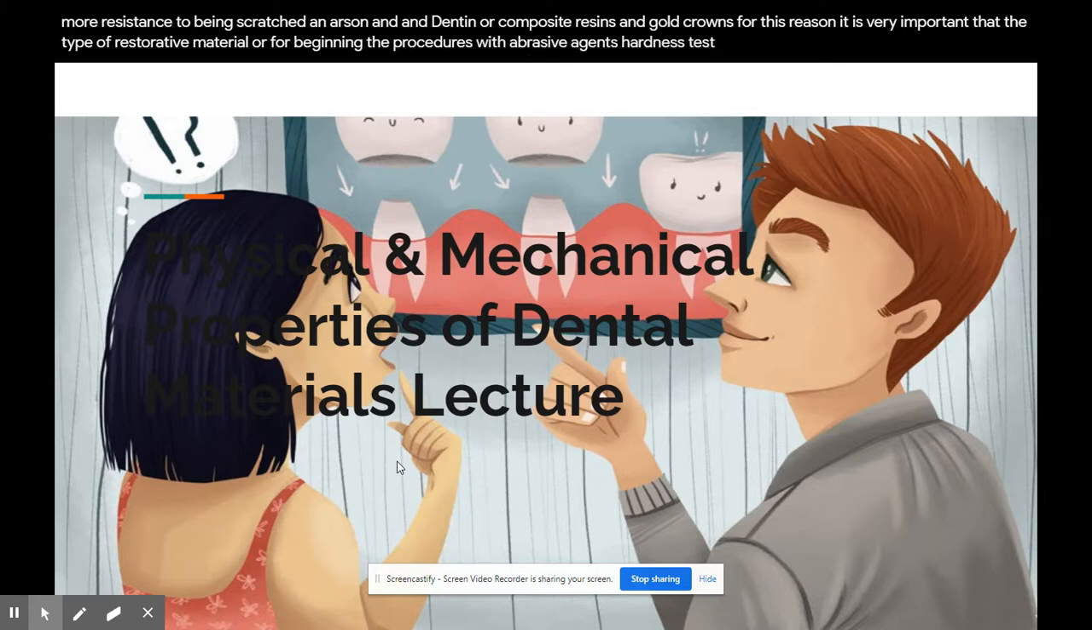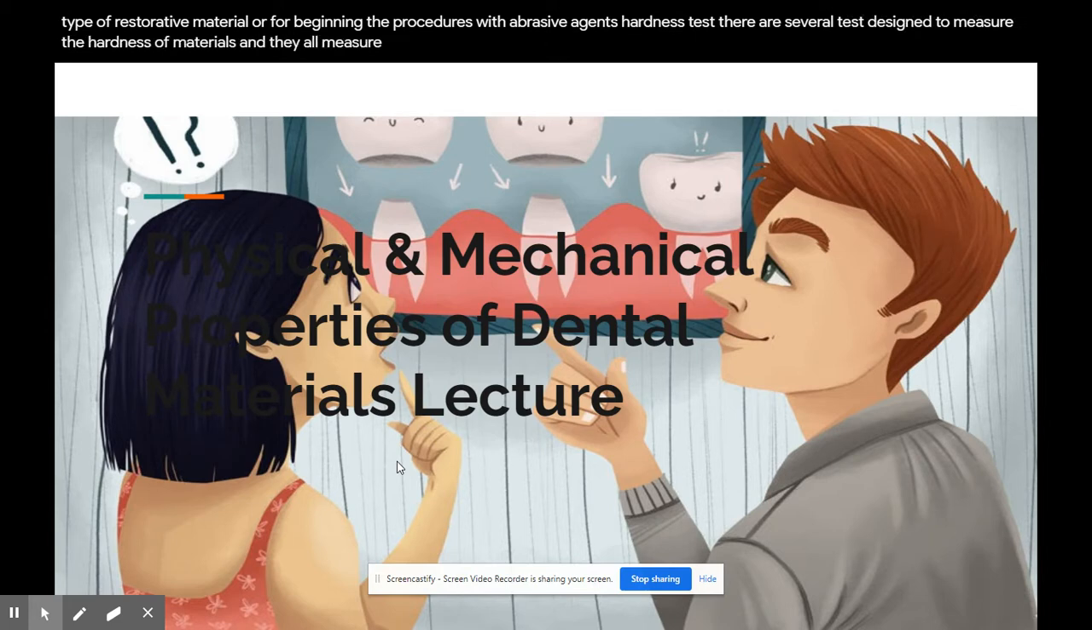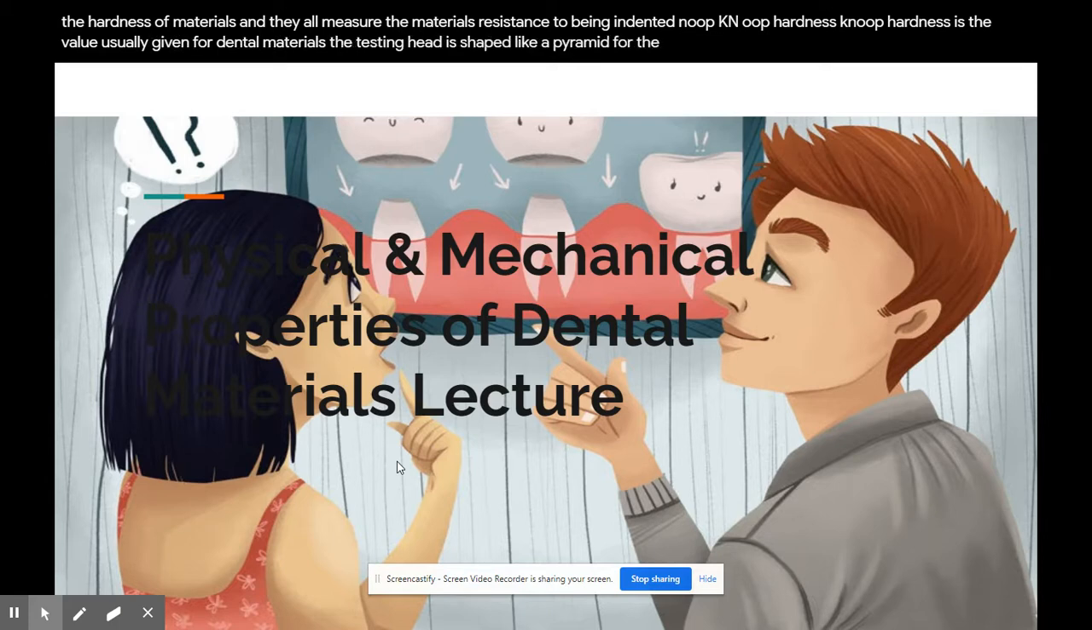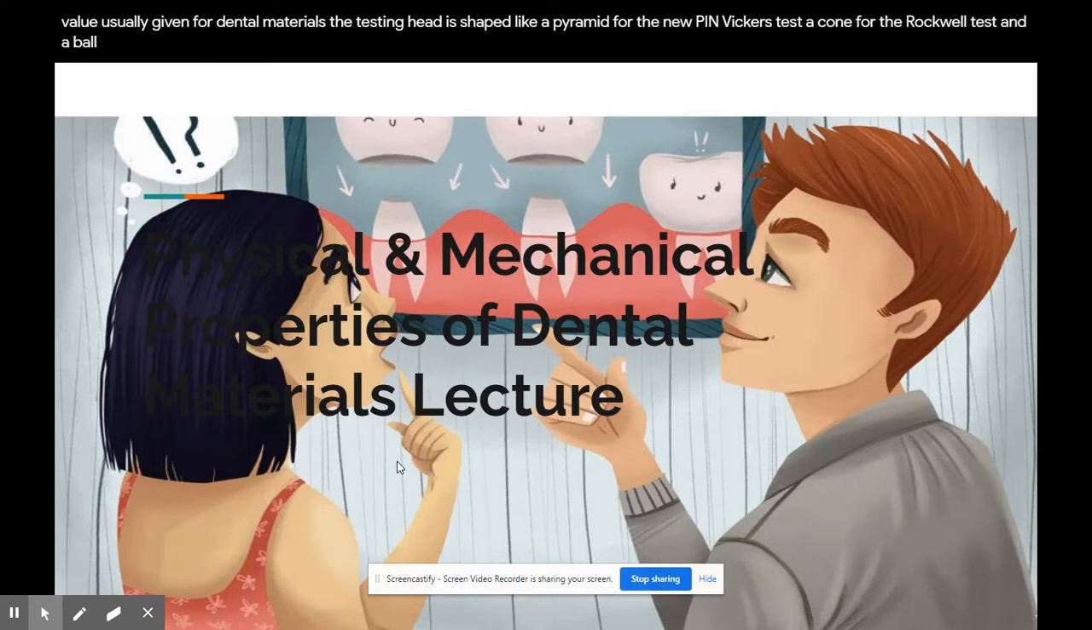Hardness test. There are several tests designed to measure the hardness of materials, and they all measure the material's resistance to being indented. Knoop, K-N-O-O-P, hardness. Knoop hardness is the value usually given for dental materials. The testing head is shaped like a pyramid for the Knoop and Vickers test, a cone for the Rockwell test, and a ball for the Brinell test.